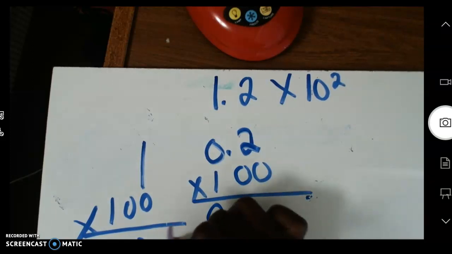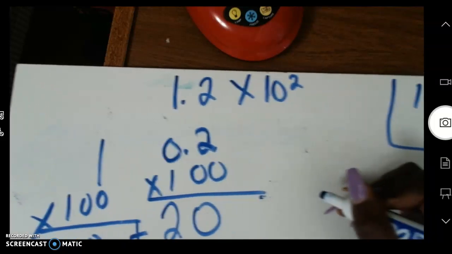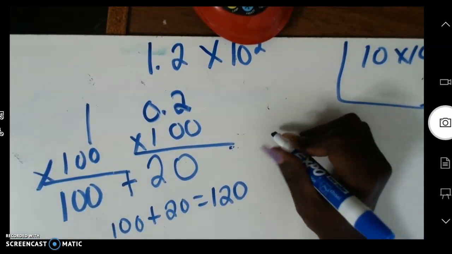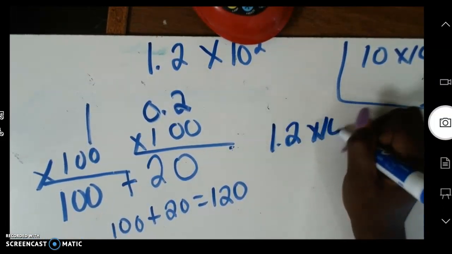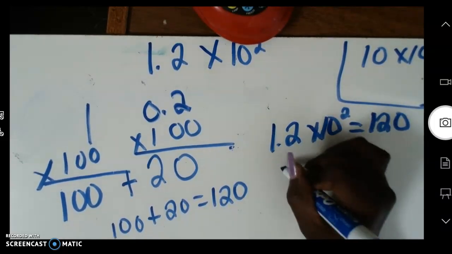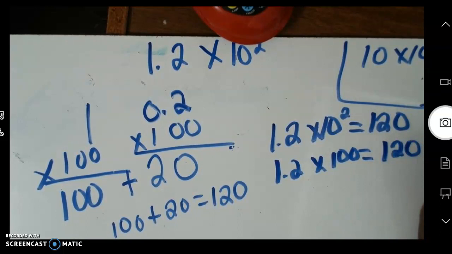Now I will add my two products. 100 plus 20 equals 120. So I can conclude that 1.2 times 10 raised to the second power equals 120. Or I can say 1.2 times 100 equals 120. Remember, we are not adding zeros, but instead multiplying powers of 10.